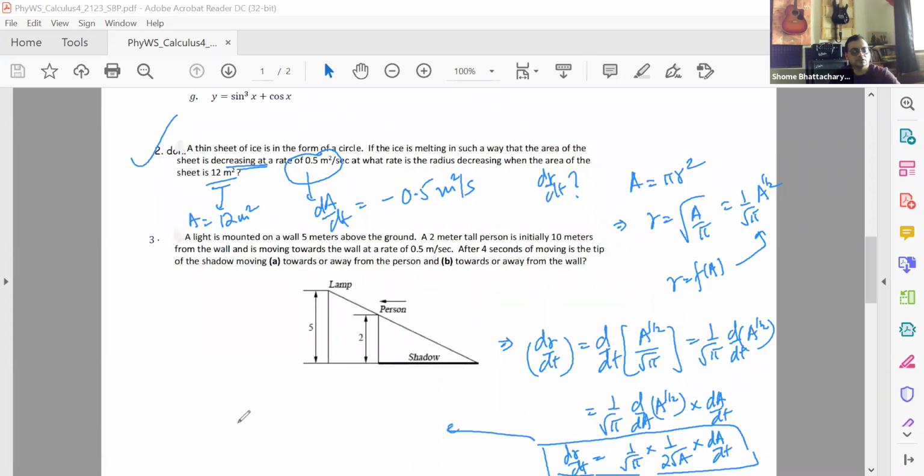So substitute that information here. So dr by dt at that instant will be 1 by root pi into 1 by 2 times square root of A, and A was 12 meters square, into dA by dt, which is minus 0.5 meter square per second. So this will give us minus 1 by 4 into square root of 12 pi meter per second, or we can write this as, this will become our rate of change of radius.